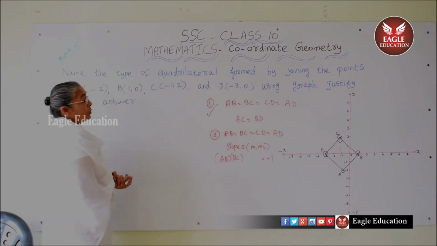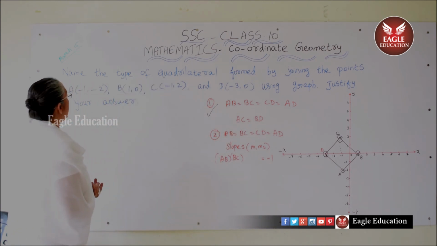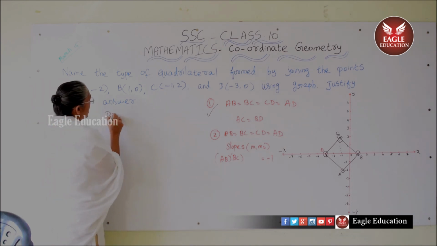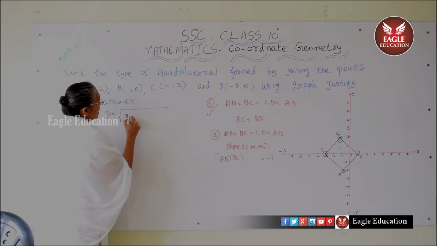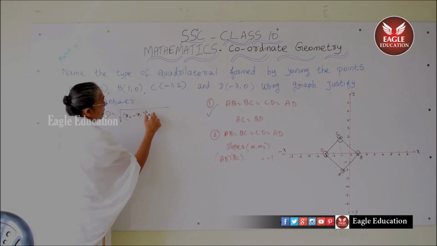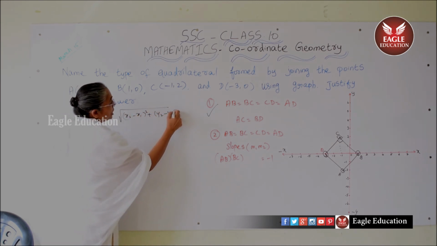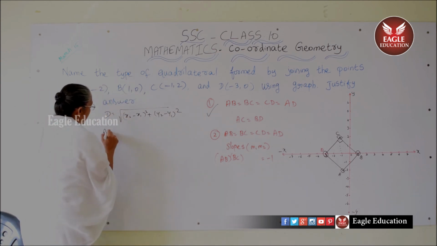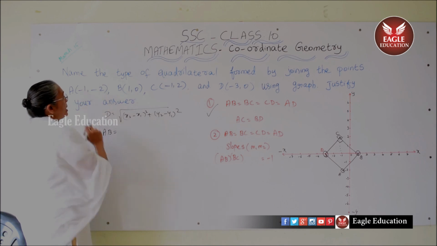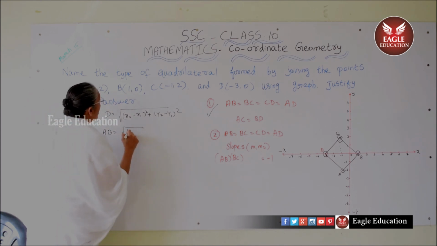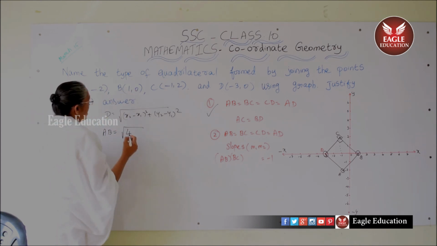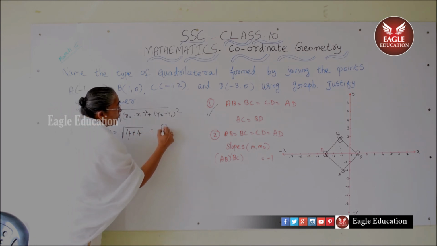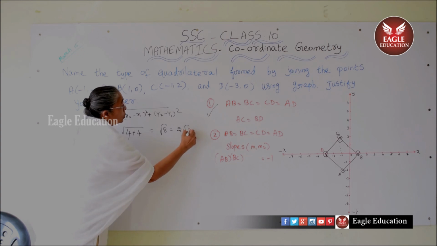First we prove the sides are equal in length. To prove that we will use the distance formula: root over x2 minus x1 whole square plus y2 minus y1 whole square. So AB distance first. AB equals 1 minus of minus 1, 2 square is 4, 0 minus of minus 2, plus 2 square is 4. So root 8, which is nothing but 2 root 2.